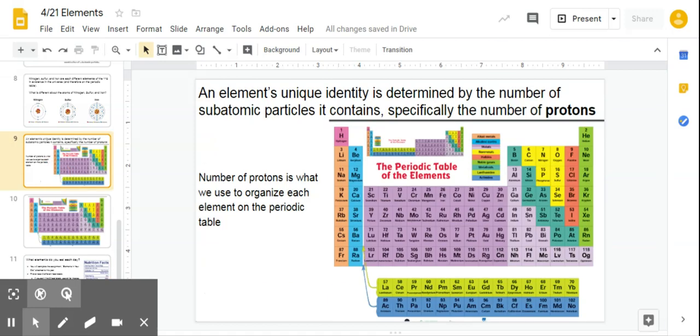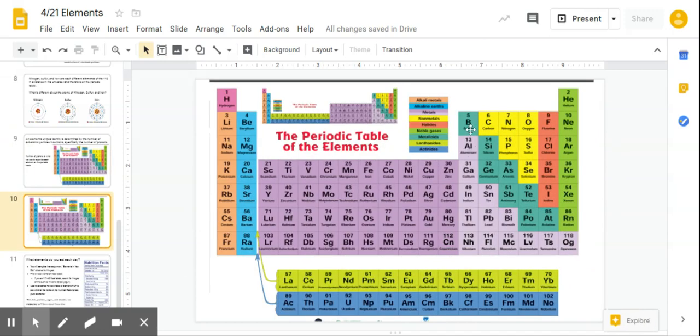If you recall, the number of protons is what we use to organize each element on the periodic table, and it is the atomic number. So it's that number. Let's say you had found nitrogen in your food. It has 7 protons as a review.